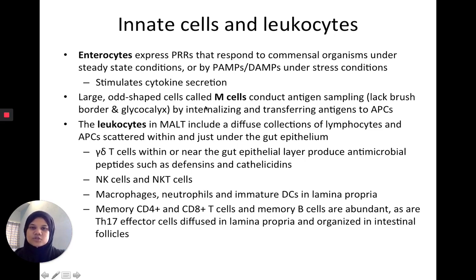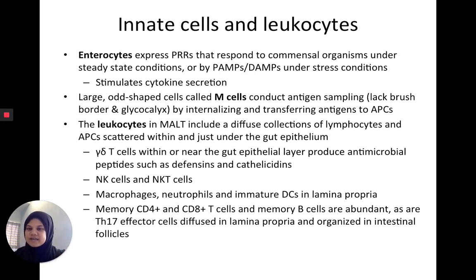Then you also have these special cells called M cells, and the M cells are very large, and their role is really to sample antigen. Unlike the enterocytes, which have the microvilli, the brush border and the glycocalyx, the M cells don't have those, because their job is to bring in some of the antigens and transfer them to the APCs. So they will selectively sample, not just allow anything, but make sure the leukocytes in the MALT area are aware of what's actually outside.